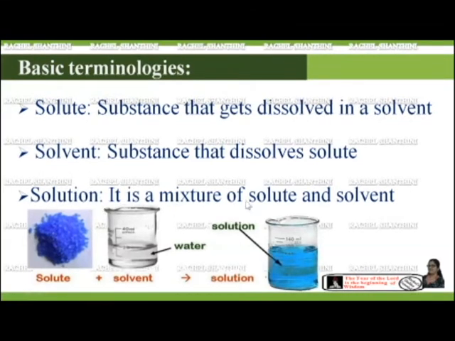Solution. Solution is a mixture of solute and solvent. For example, here I have taken copper sulfate salt. When we dissolve copper sulfate in water, it gets dissolved and forms copper sulfate solution. So, solution is a mixture of solute and solvent.